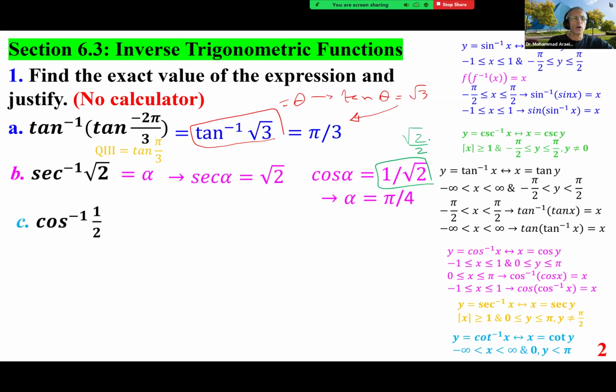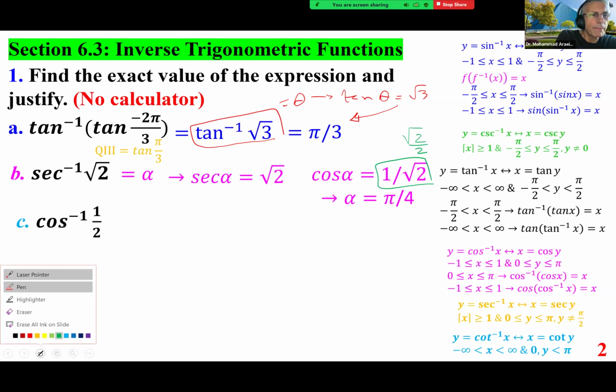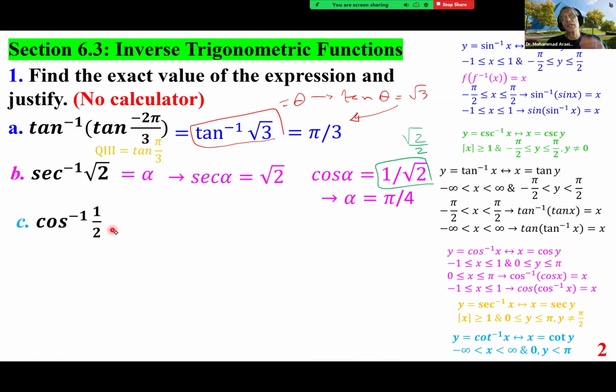Cosine inverse of 1/2, set it equal to alpha, beta, gamma, x. Choose any variable of your choice. By that, we mean cosine theta equals 1/2. It's a common arc. The answer is pi over 3.